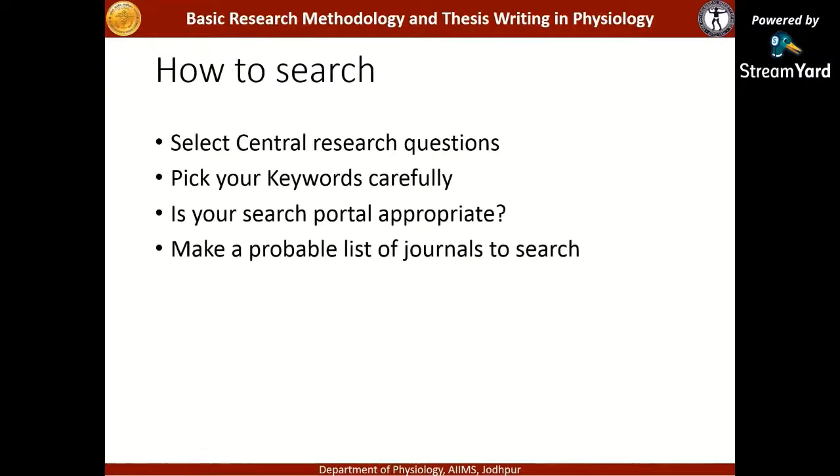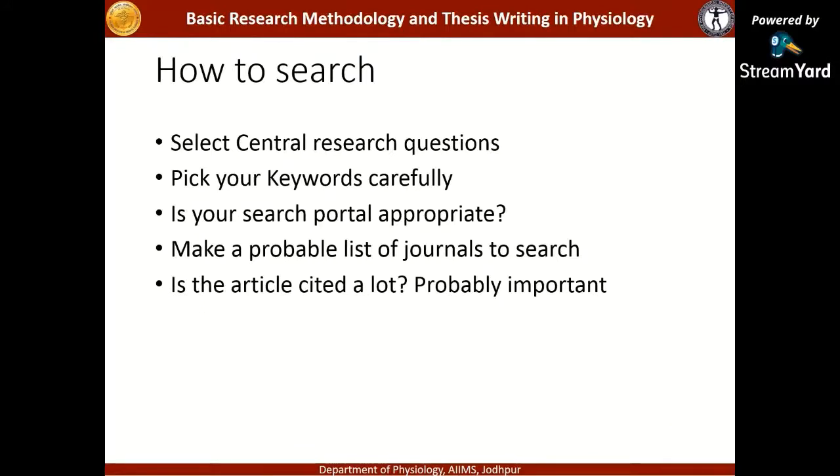Make a probable list of journals to search. This is a database of millions of articles and more, so it can give you n number of articles. So you should be very clear about the journals to search. Do some homework. And in that, you also have to understand that the work which is important is usually cited more.